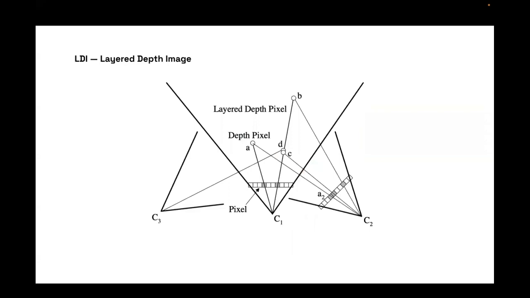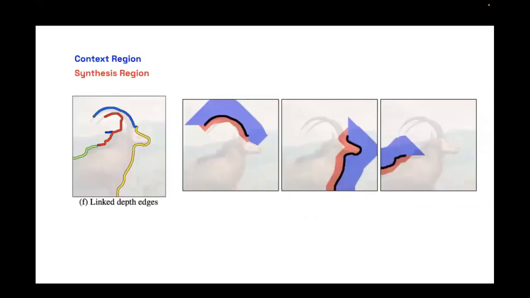We represent the input image as an LDI, layered depth image. A layered depth image contains multiple depth pixels per pixel location. We want these depth edges in order to construct our context and synthesis regions. Here, the context regions are shaded in blue, and synthesis regions are shaded in red. For each specific depth edge, they have their own context and synthesis regions.